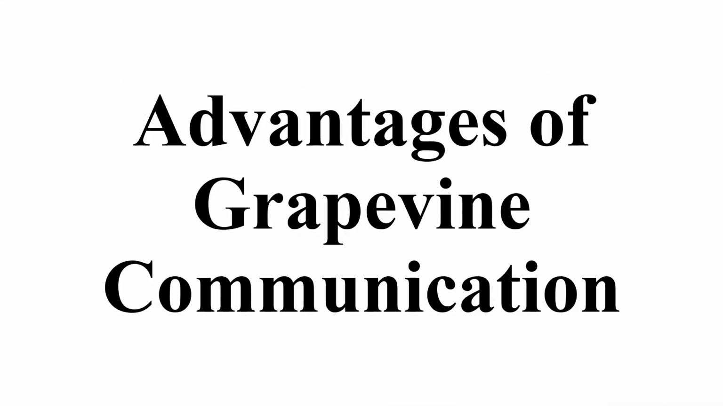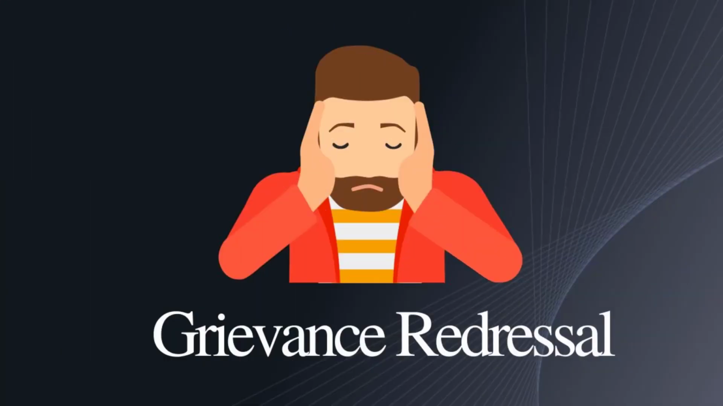Let us also discuss some advantages of grapevine communication. Grapevine communication also has its set of advantages as discussed below. The first one is grievance redressal. Often during informal meetings, employees are able to talk about their requirements and express their opinions and feelings to others without any hesitation. In a more restricted environment, they may not have raised their issues. This also helps to reduce the turnaround time for conflict to be resolved in an organization.